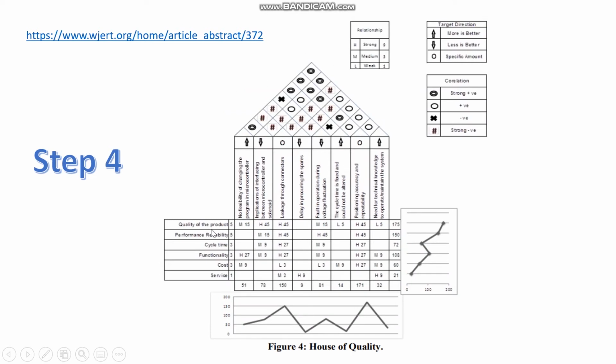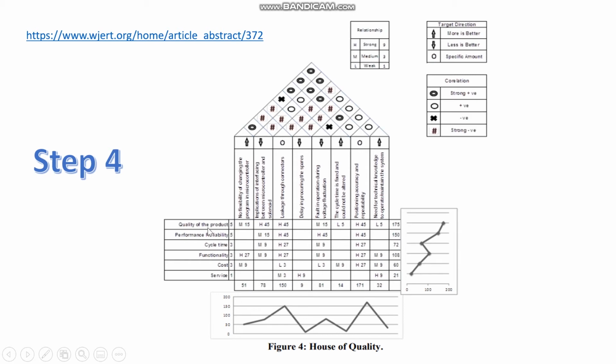I have taken here quality of the products, performance, reliability, cycle time, functionality, cost, service. These are all technical requirements. Here I have taken the customers. Even you can take this one here and this one here, nothing wrong in that. After that, we have to allocate some of the points. You see here, strong means 9 I have given, medium means 3 I have given, weak means 1 I have given.